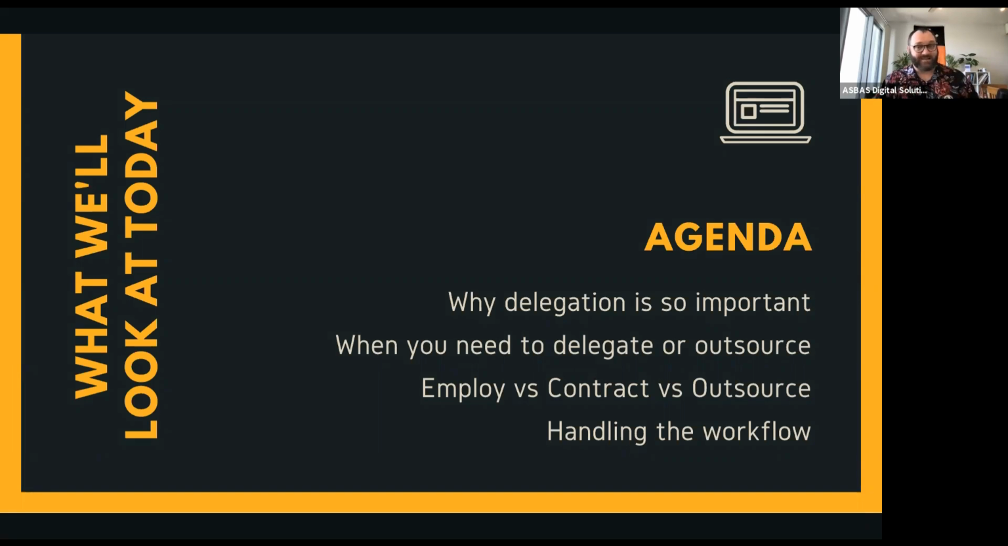And I've got lots of great examples of places where I've been involved in employment, delegation, outsourcing, contracting, all those different models, and how we've learnt lessons along the way with that as well.